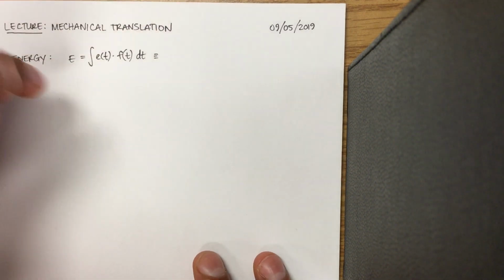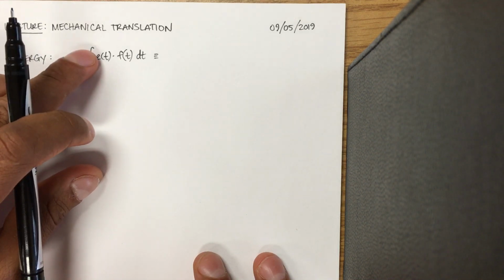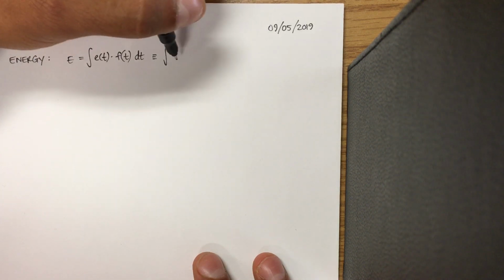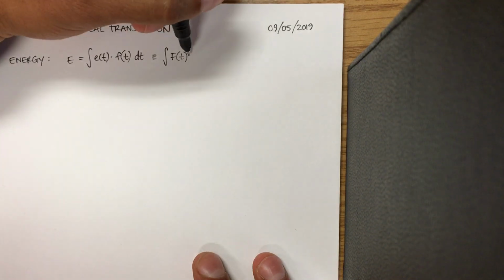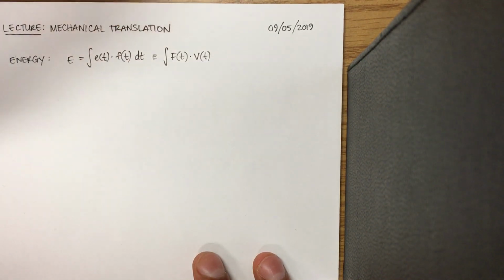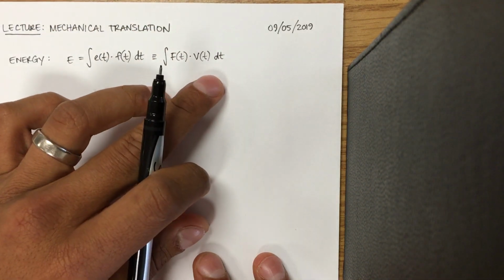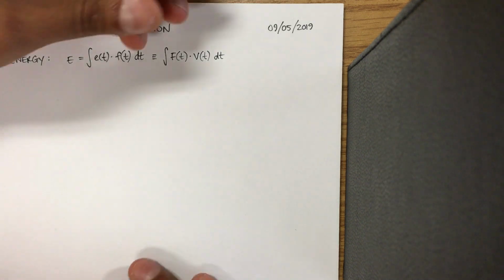which, if we want to specify this definition with respect to mechanical translation, then this integral is simply the effort, which would be some characteristic force, times the flow, which would be velocity. And we've taken this integration with respect to time. Now, we looked at the example from last time.